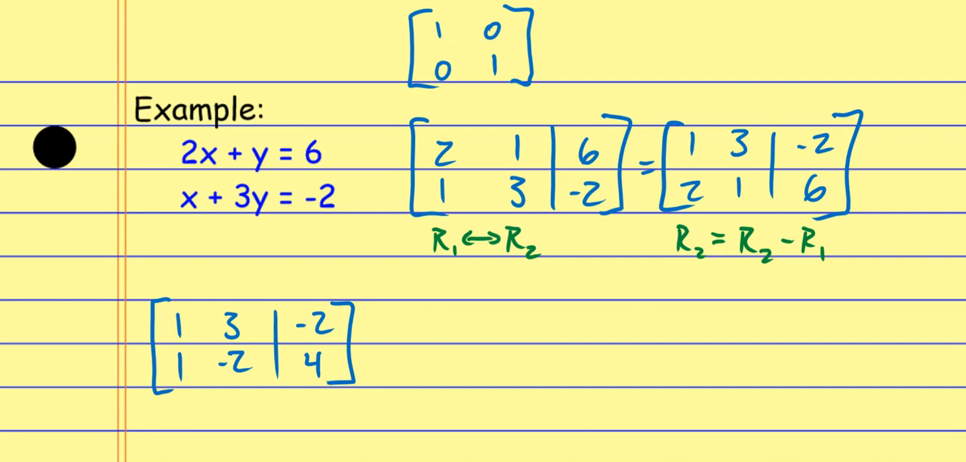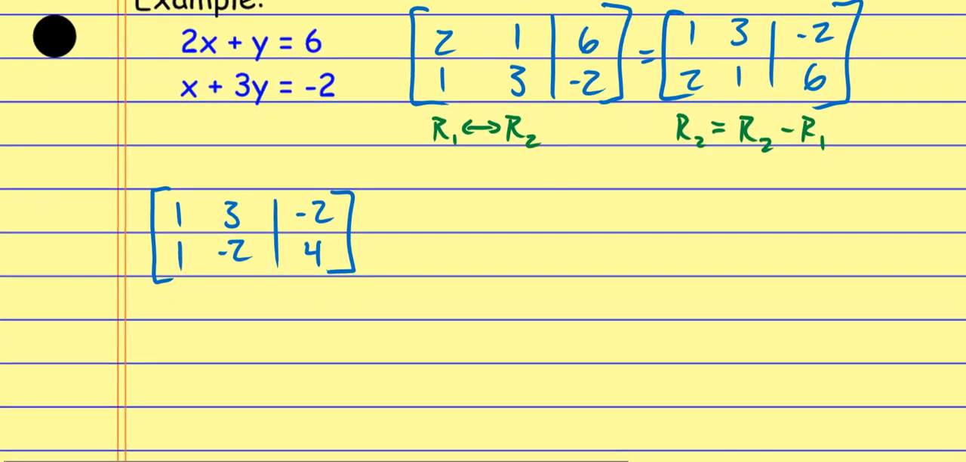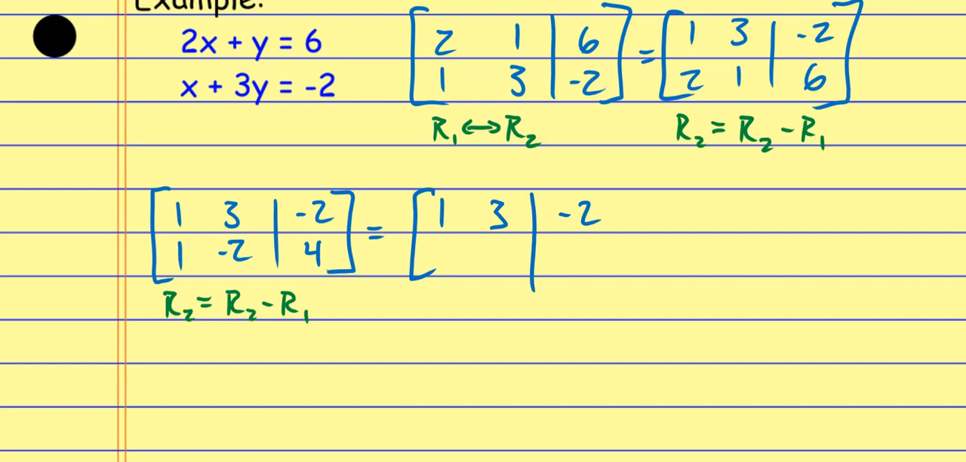And you can see that if I subtracted it again, if I did the same thing a second time, I would end up with a 0. So I'm going to take row 2, and I'm going to do the same thing again. I'm going to do row 2 minus row 1. Okay? And if I do that, again, I'm leaving row 1 the way it is. I just want to change row 2 right now. 1 minus 1 is a 0. Negative 2 minus 3 is a negative 5. 4 minus a negative 2 is a positive 6.